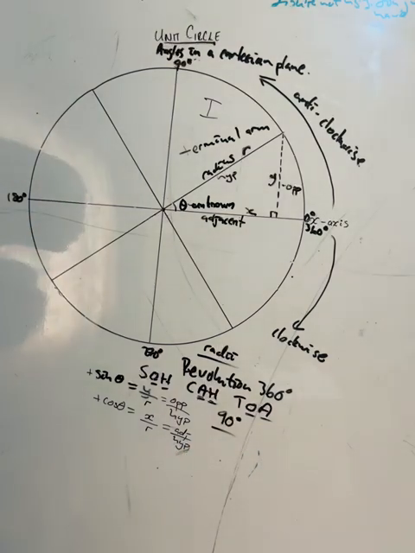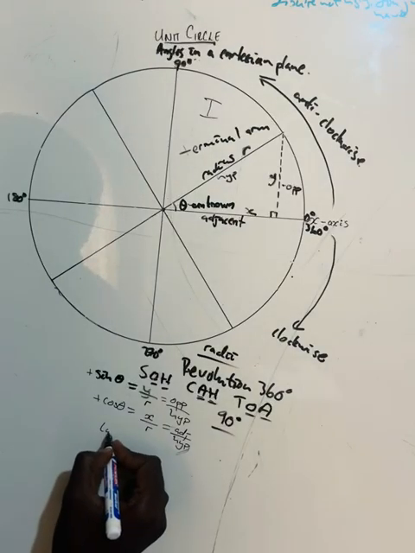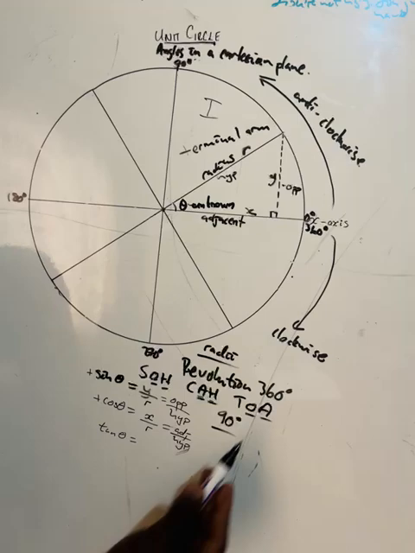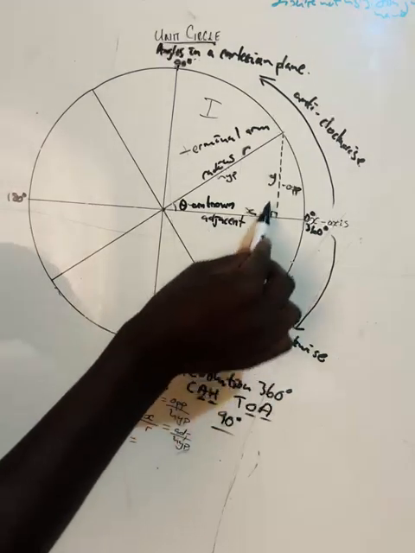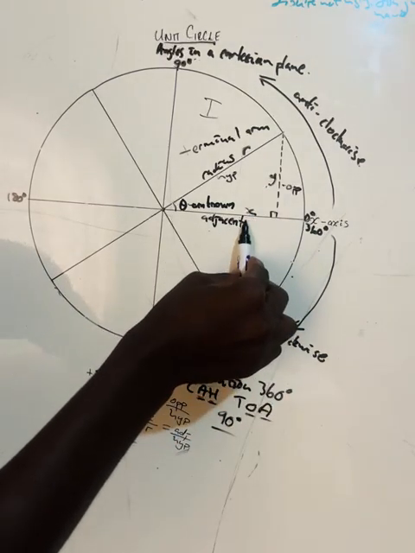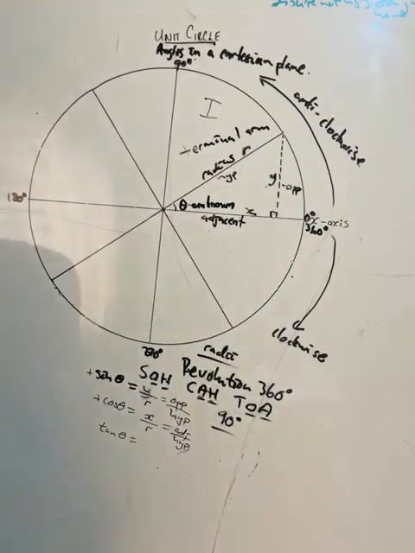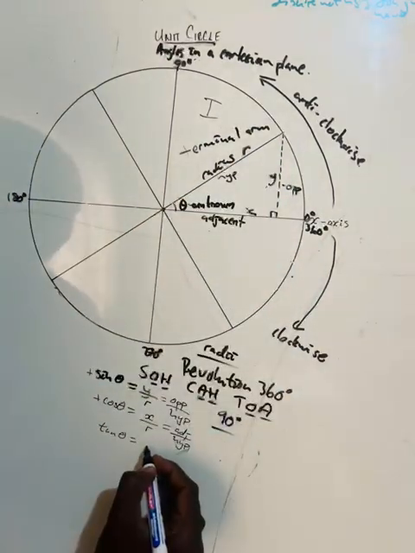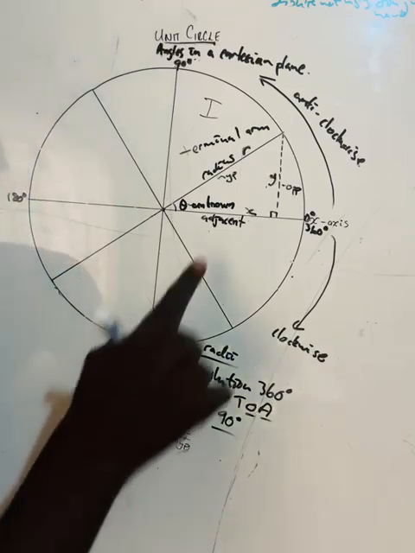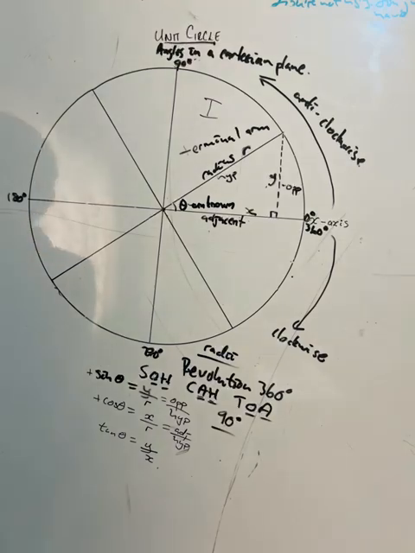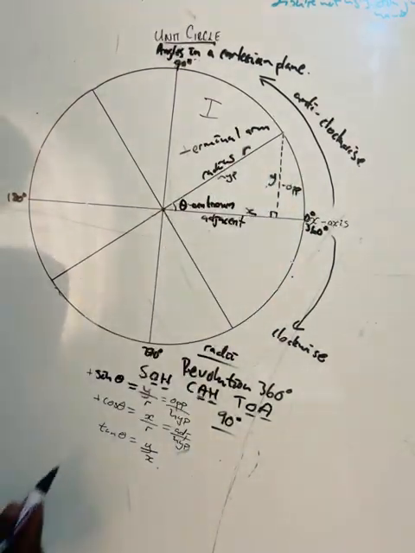Then from there we go to our tan theta. Our tan theta, what does it say? It says opposite over adjacent. Where is our opposite? Y. Where is our adjacent? X. Opposite is positive. Adjacent is positive as well. So our opposite is letter y over our adjacent, which is letter x. Y over x.